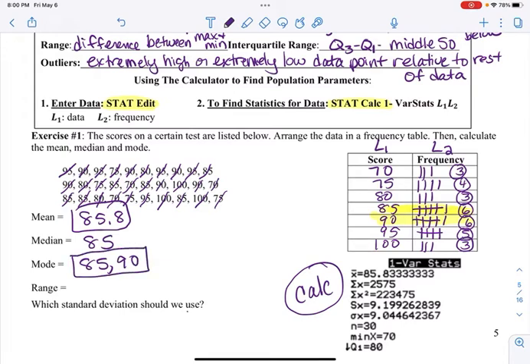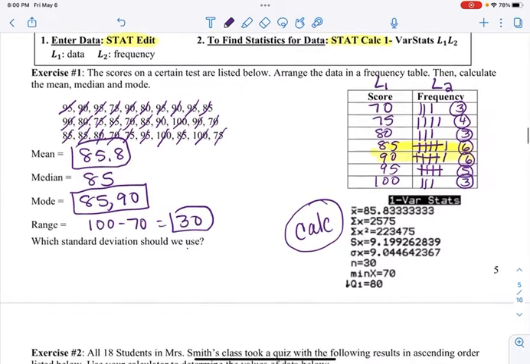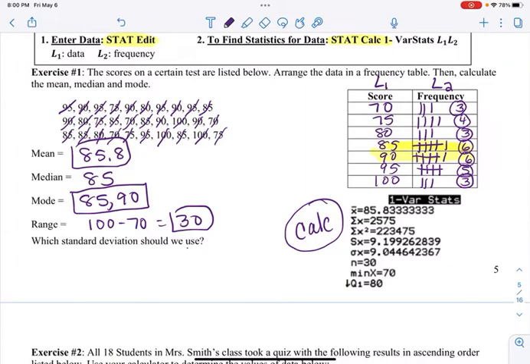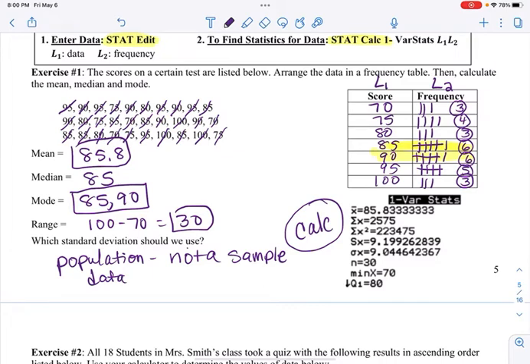And the range is the highest score minus the lowest score. So the range is 30. That's how much the scores range from. Now, which standard deviation should we use? We should use the population standard deviation. This is not a sample. The data is the entire population.